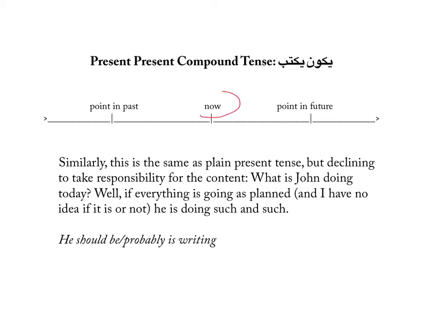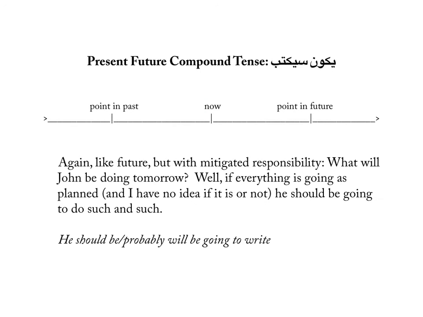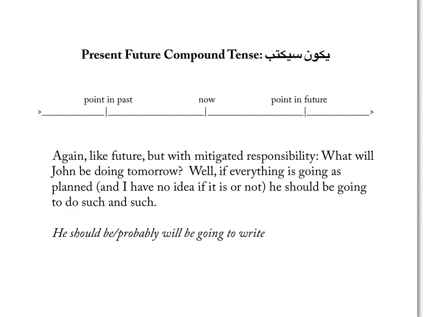implies, if everything is as it should be, then this is what he is doing right now. He should be or probably is writing. Similarly, the present future compound tense is basically just like the future, except mitigating responsibility for what you're saying. So you're basically saying, if everything is as it should be right now, well then he will probably do this at some point in the future. So again, he should be or probably will be going to write.